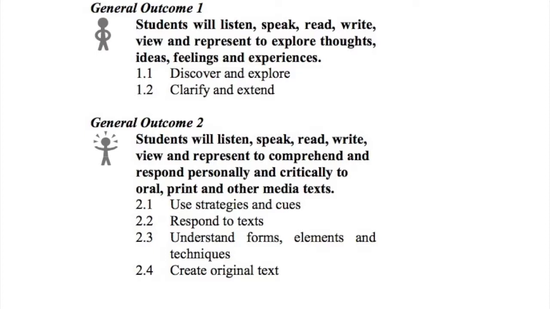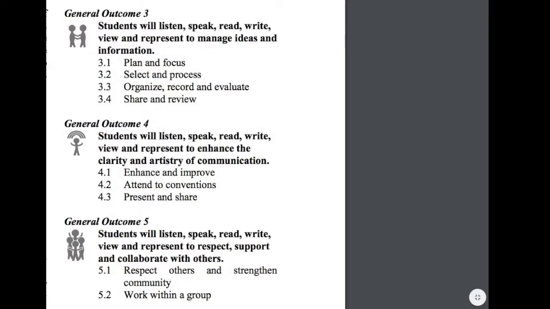Students will also be able to respond to texts in 2.2. And that's important not only for English, but all the different subjects as well, because students need to be able to have reading comprehension, understand what they are reading. And in General Outcome 3, you notice how there are to plan and focus, to select and process, to organize, record, and evaluate, to share and review.